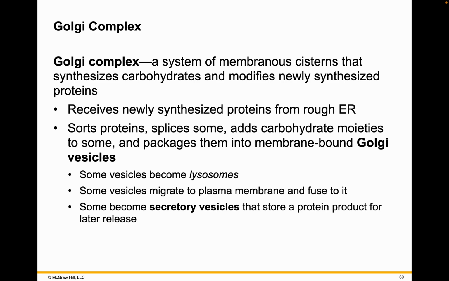From the endoplasmic reticulum, most things will move to the Golgi complex, which is a system of membranous cisterns that synthesize carbohydrates and modify newly synthesized proteins. It's going to sort, splice, and add carbohydrate moieties to some, and then ultimately it will package them into membrane-bound Golgi vesicles. Those vesicles may become lysosomes. Some vesicles transport materials to the plasma membrane. Others become secretory vesicles that store the materials for later.